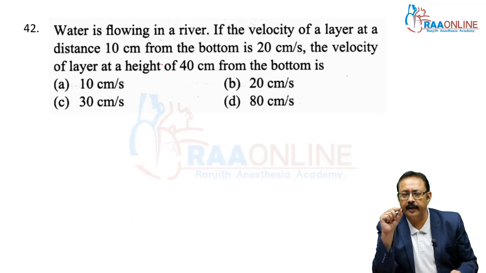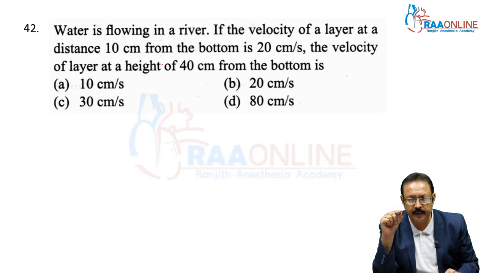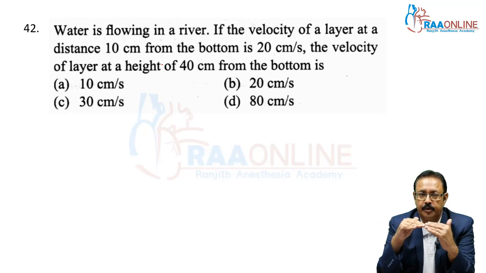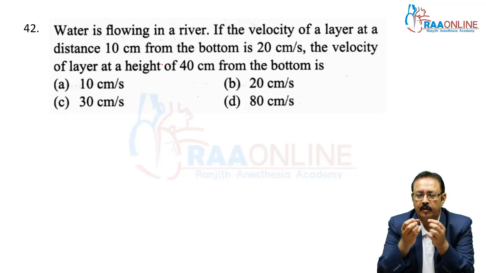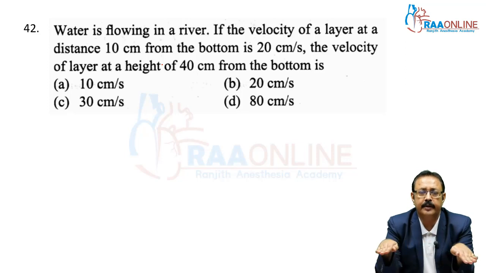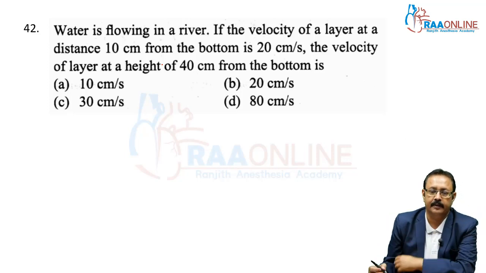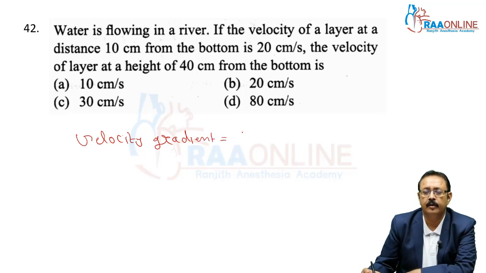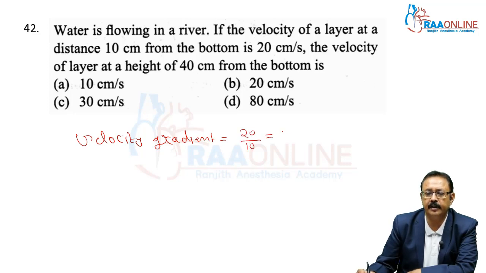Next, water is flowing in a river. If the velocity of a layer at a distance 10 centimeter from the bottom is 20 centimeter per second, we know that layers which are in touch with the bottom are stationary. Stuck with the ground, molecules of the ground attract the water molecules. So the bottommost layer's velocity should be 0. After 10 centimeter, we got 20 centimeter per second. It means velocity gradient should be 20 minus 0 upon 10.